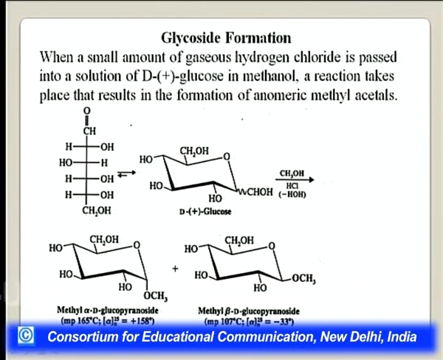And look at the melting points and specific rotation for this particular isomer. This is 165, and the specific rotation is plus 158. For beta, you can see the melting point is different from this. It is a lower melting point with respect to this alpha, it is 107 degrees Celsius, and the specific rotation is minus 33 degrees.